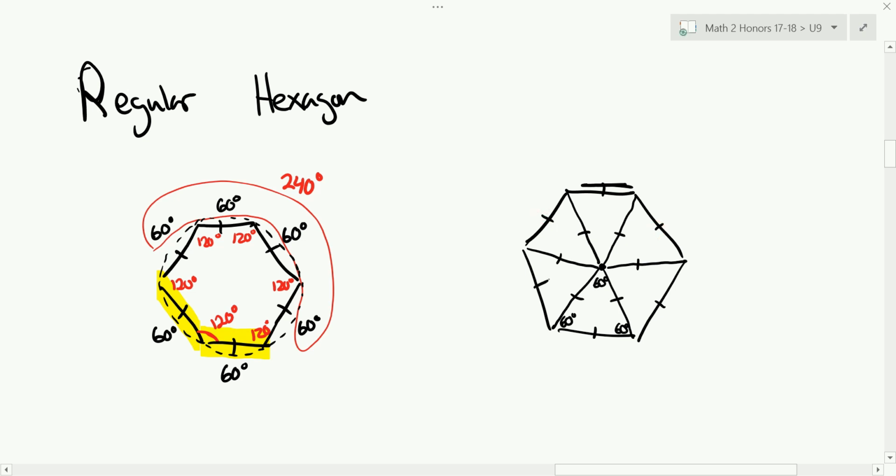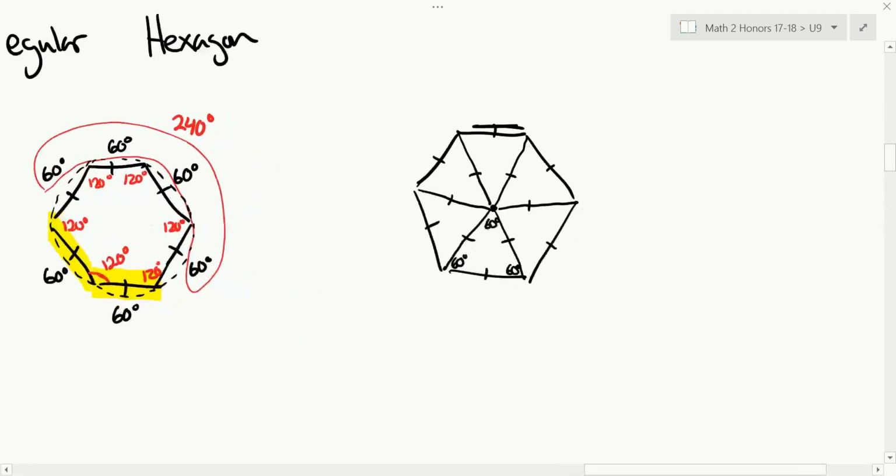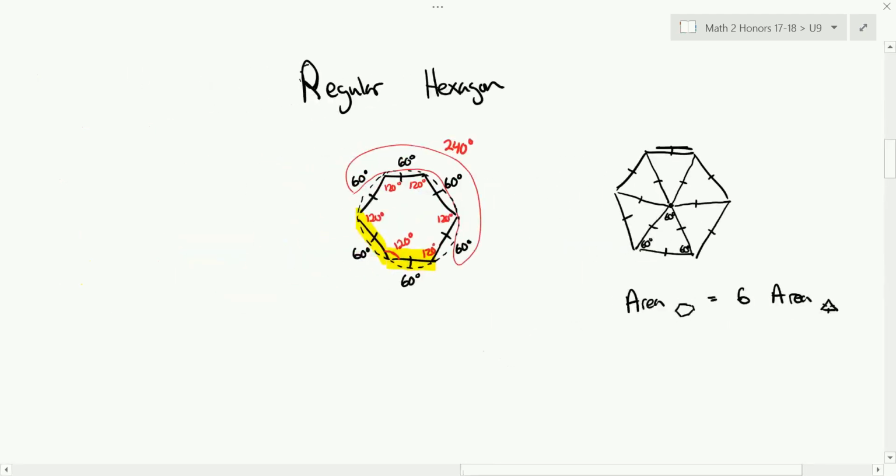And we just talked about how to find the area of an equilateral triangle. So what we want to know here is that the area of the hexagon is equal to 6 times the area of these equilateral triangles. If we can find the area of one of the equilateral triangles and then multiply it by 6, then we're good. That's going to be our method. So let's go look at a problem now.